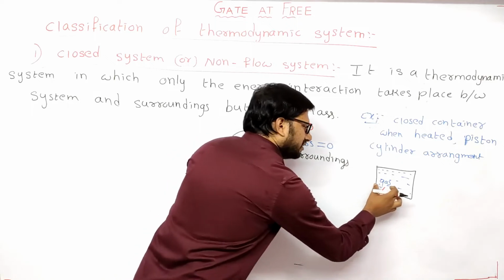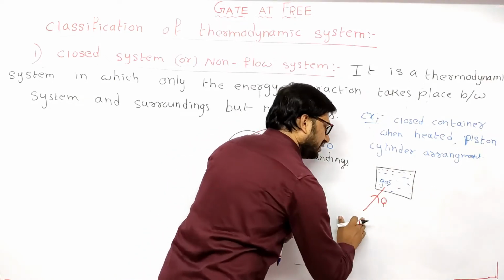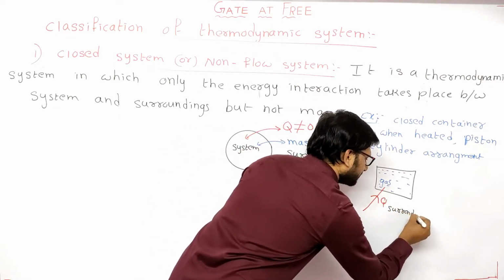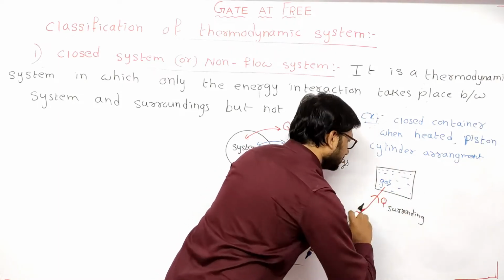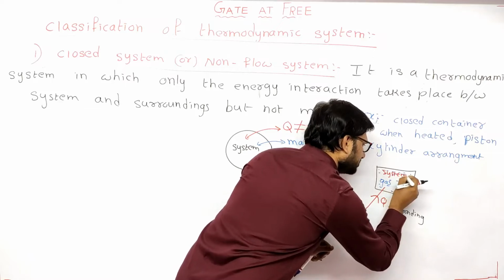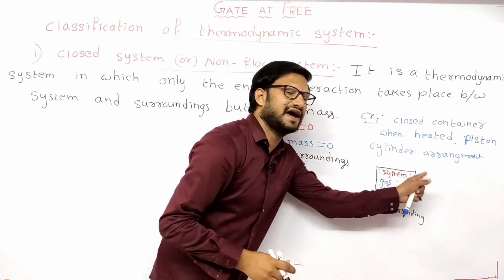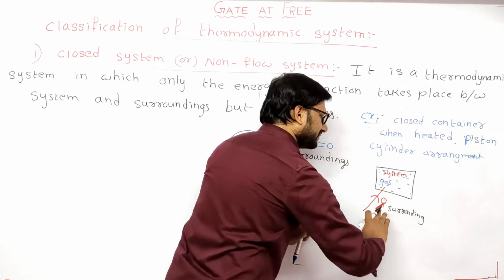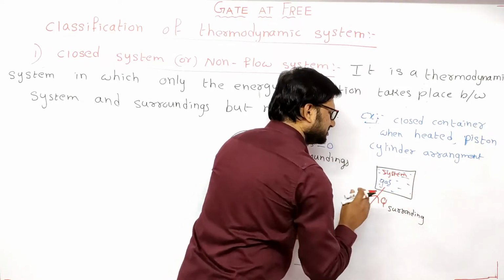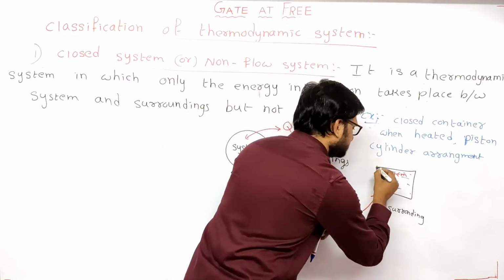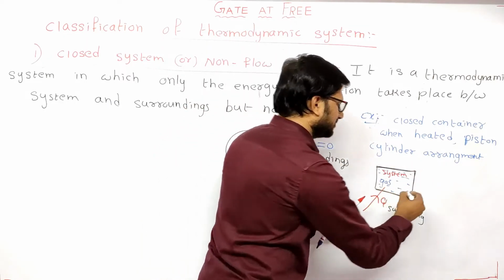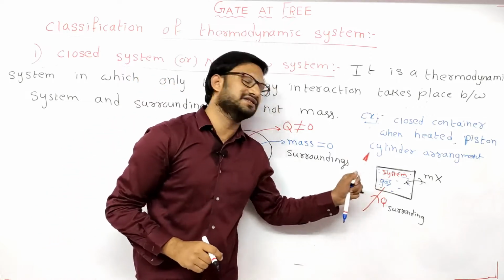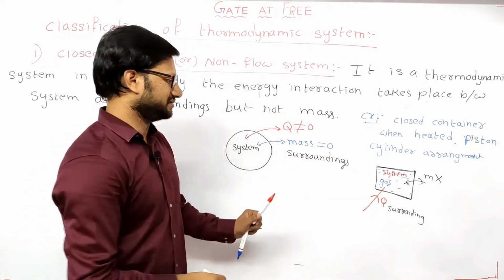Now what happened? The gas present in the closed container will absorb some heat. Means there is an energy interaction between surroundings and system. Now what is our system here? The gas or air is the system, and from surroundings to the system there is energy transfer, that is heat transfer. See, as this is a closed container, there is no mass transfer. This type of thermodynamic system is known as non-flow system or closed system.